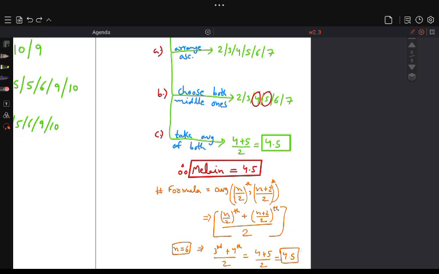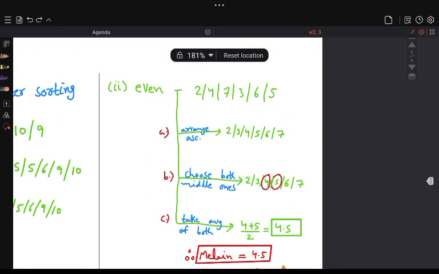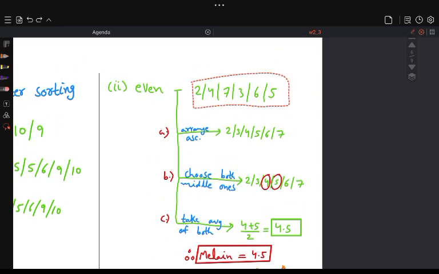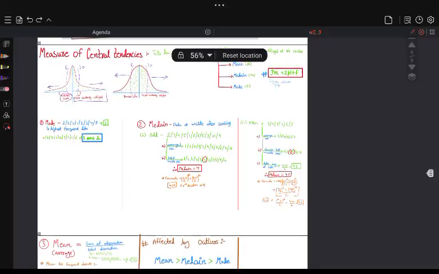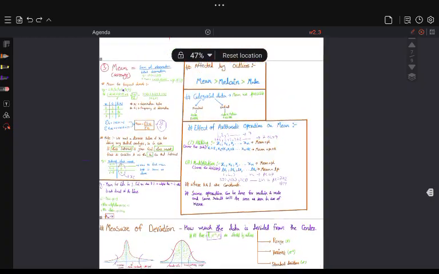So this is the formula which we should not memorize. Just remember the fact that we will sort all the elements into ascending or descending order. If the elements are odd, we will take the middle one. If they are even, we will take the average of the two middle ones. That's it. So median and mode are sorted. The majority of the questions are for mean only, so we will be looking at the mean.